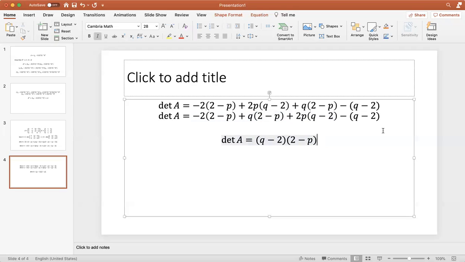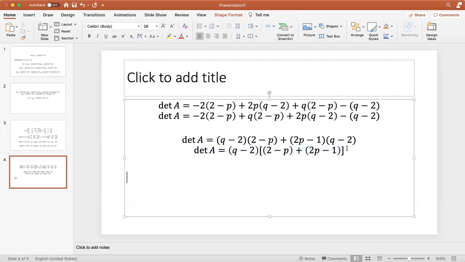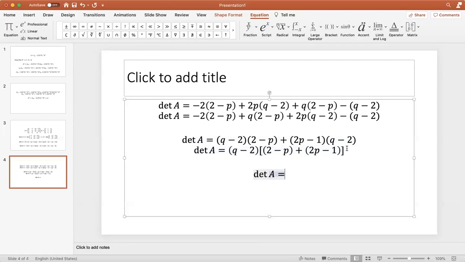Plus 2P, 2P minus 1, Q minus 2, correct? So I factor out Q minus 2, I'll get this 2P minus 1. And I can factor out this a little further. So you have the determinant of A, and that's going to be equal to Q minus 2 times 2 minus P plus 2P minus 1. And I can group terms now, right? Therefore, the determinant of A, it's a little mechanical, but tiyaga lang kailangan.